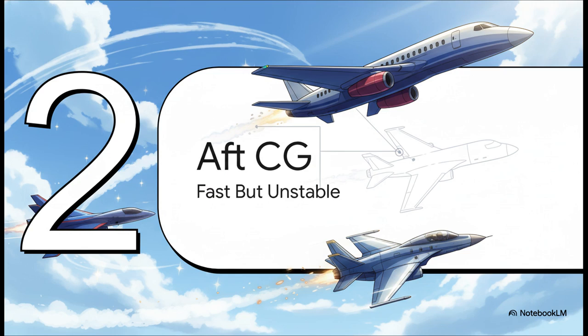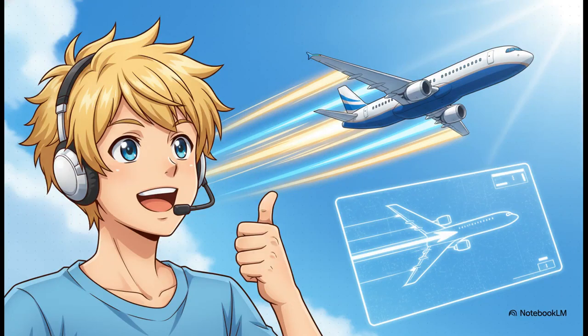Section 2. Aft CG, fast but unstable. Believe it or not, there is actually a silver lining to having your weight loaded in the back. Because an aft CG requires less downward tail deflection to overcome that nose-down pitch, you basically have less airplane surface fighting the oncoming air. You get to fly with a smaller angle of attack and significantly reduced drag. The performance result here? The aircraft actually cruises faster and a whole lot more efficiently.